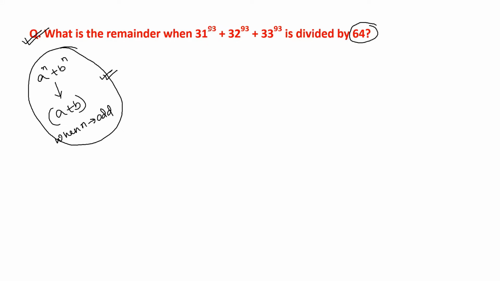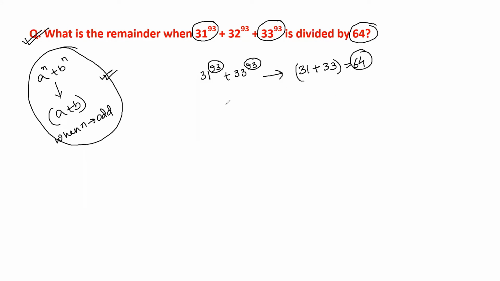Well, to find the remainder, let us combine the first number and the third number. So 31^93 plus 33^93 is of the form a^n plus b^n. And here the power is odd. So we can say that it will have a factor of a plus b, that is a factor of 31 plus 33, which is 64. So we can say that the summation of the first number and the third number will have a multiple of 64.